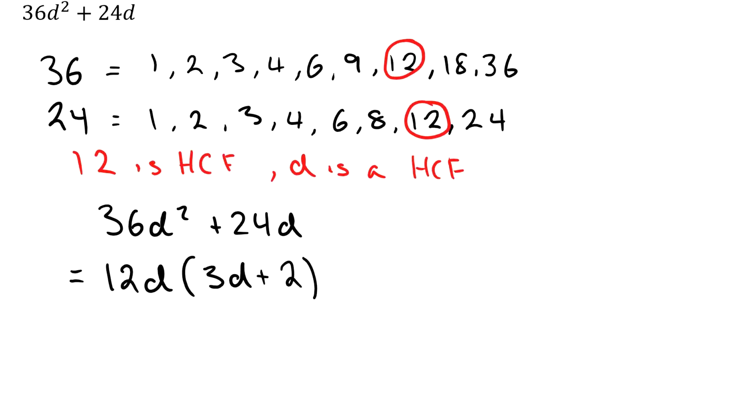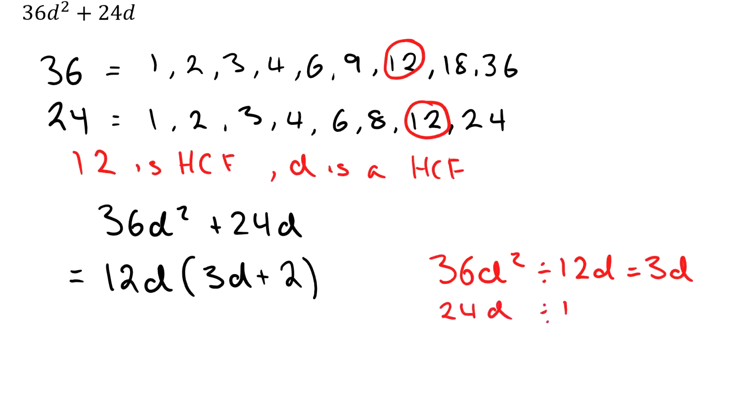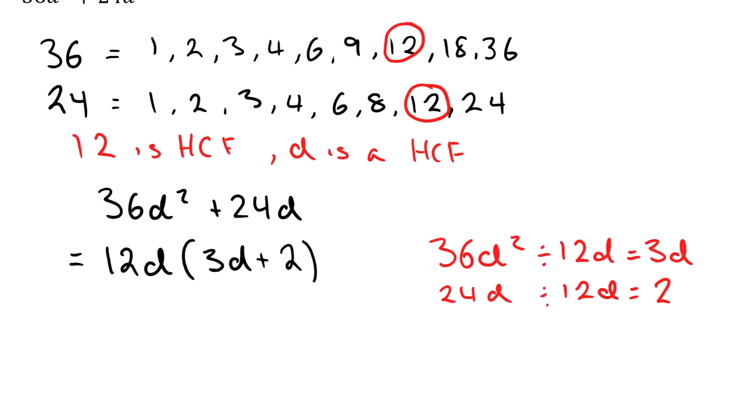Alright, so over on the side here, I'll write that. So 36D squared divided by 12D is 3. And then we have 24D divided by 12D equals 2. And you'll notice that those are the things inside our brackets there. So that's how you factorize. It doesn't need to be as long as what I've made it. If you can see the highest common factor, if you can realize by looking at that it's 12D, you can simply go to that step and rewrite it. You do not have to do the list of factors unless you can't see it.